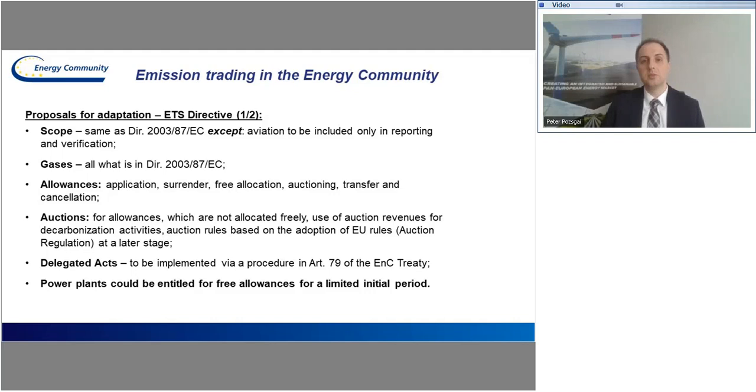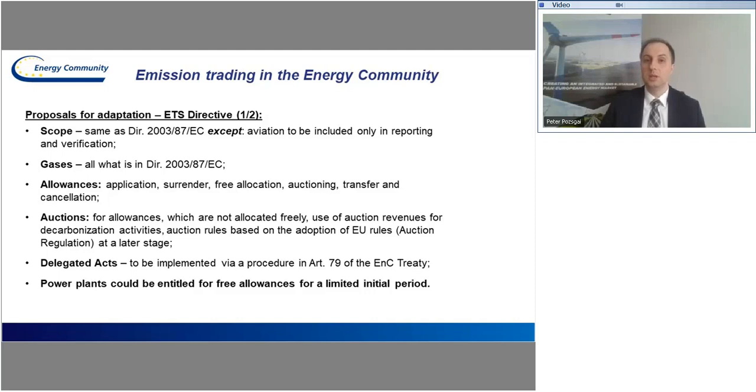The allowances themselves would function the same way as in the EU. They would be distributed. There would be a surrender of allowances. This means the actual use of the allowances by the market participants. There would be free allocation, but also auctioning. Auctions, once the necessary conditions are in place, would be organized in a similar way as in the EU.